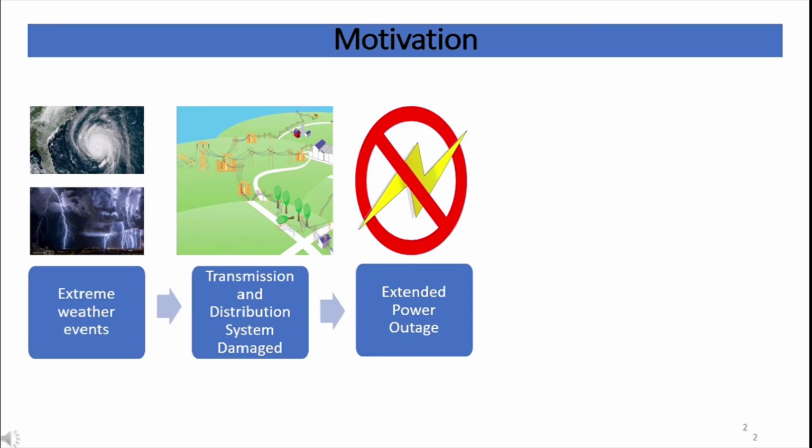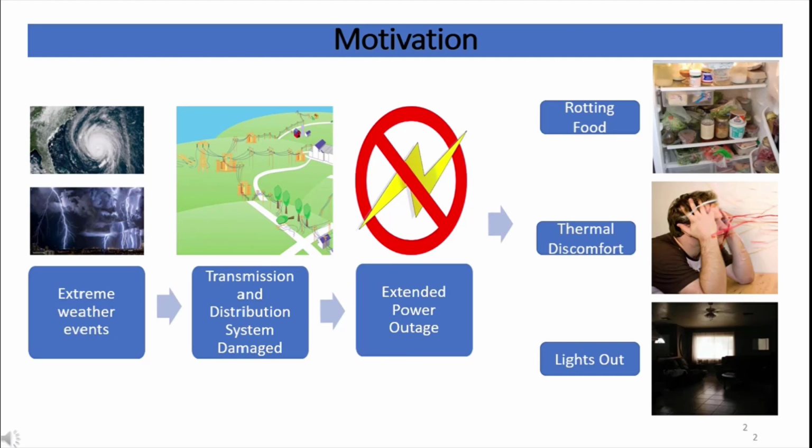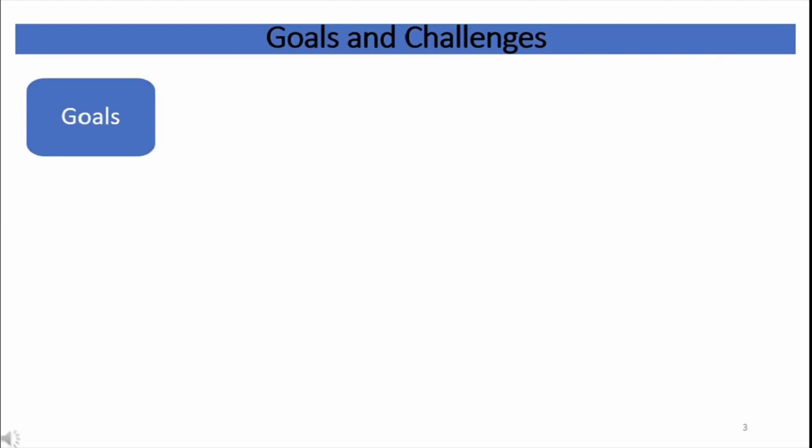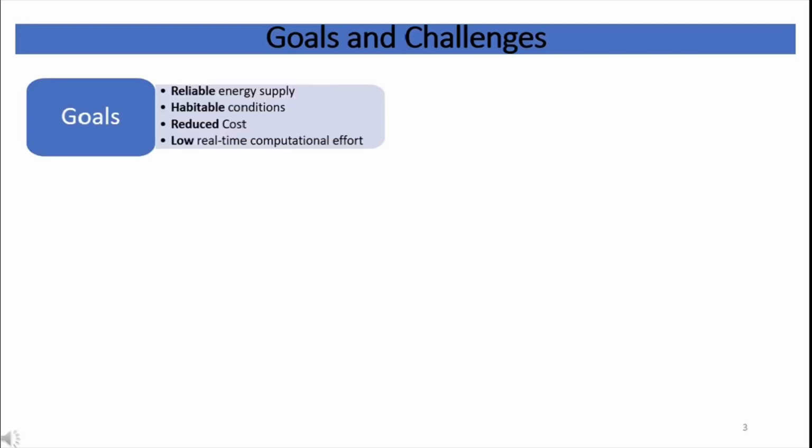distribution system of the power grid, leading to extended power outages. For residential consumers, extended power outages result in rotting food in the refrigerator, thermal discomfort, and no lights at night, effectively reducing their standard of living to the level of 19th century. Our goal is to provide reliable energy supply to a house for maintaining habitable conditions during extended power outages at reduced cost and reduced real-time computational effort.